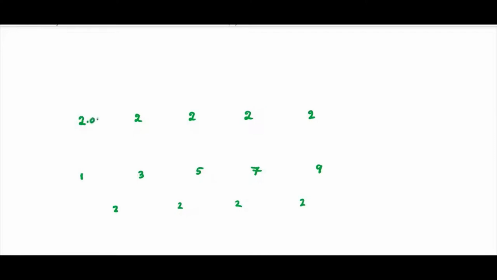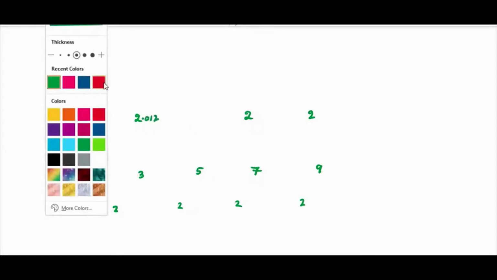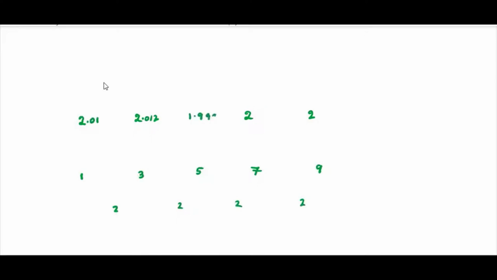In reality, it could be something like this: 2.01, 2.012, you can write 1.999, okay? You need to understand something like this, 2.120, 2.015, that way, around 2. Somewhere you have a number less than 2, somewhere you have a number greater than 2. So the deterministic part is 2 here. There is a stochastic part as well.